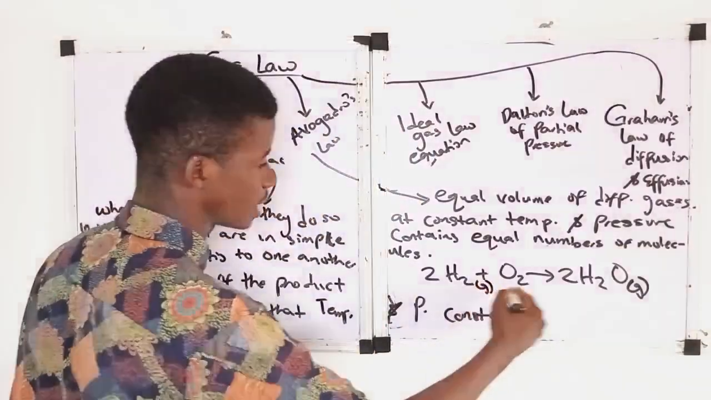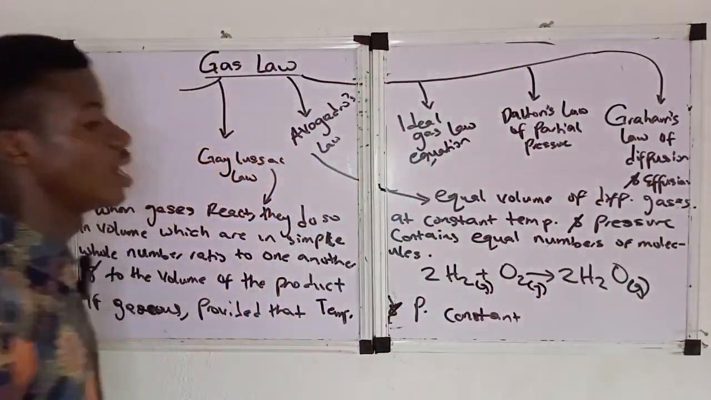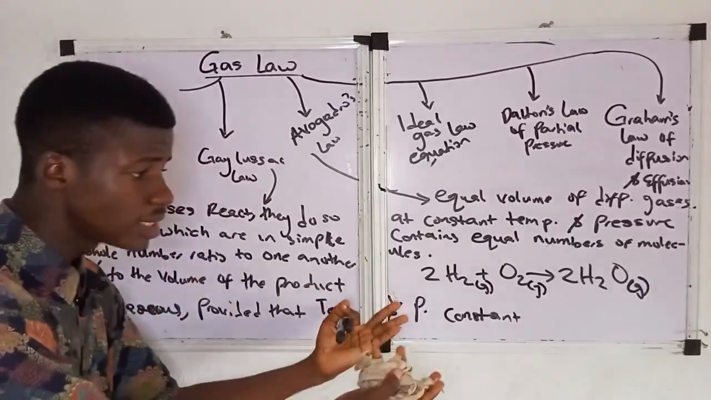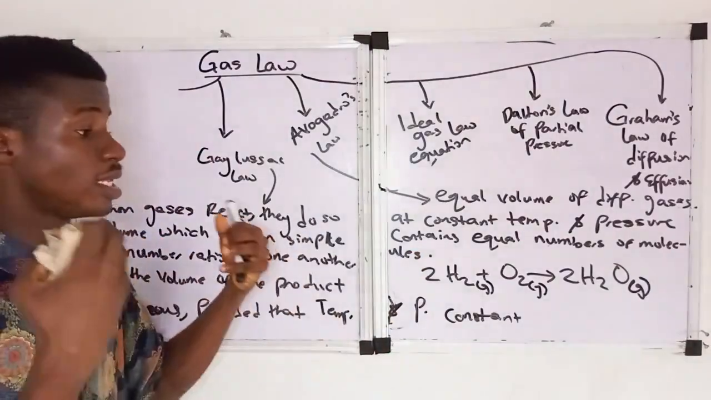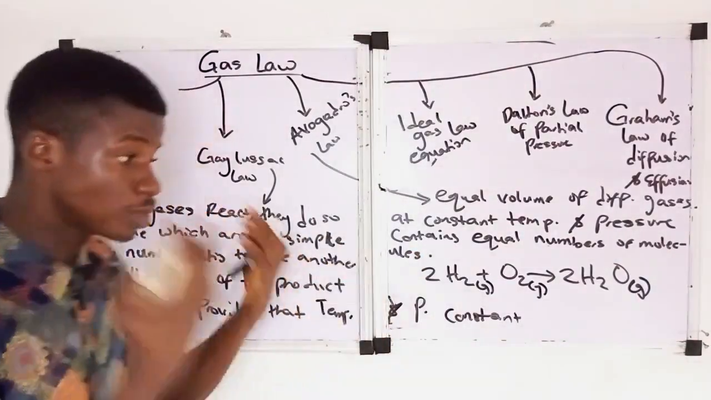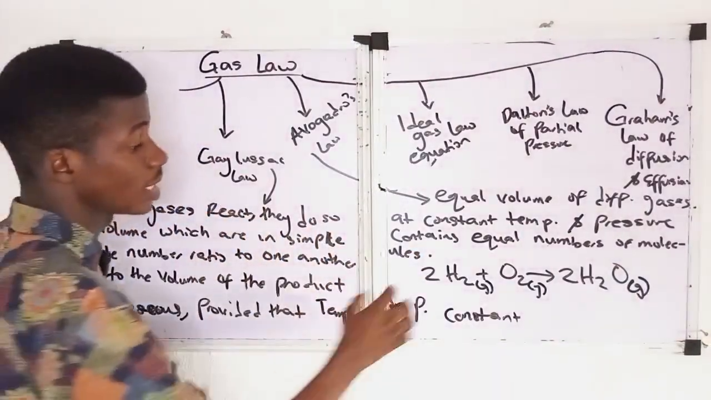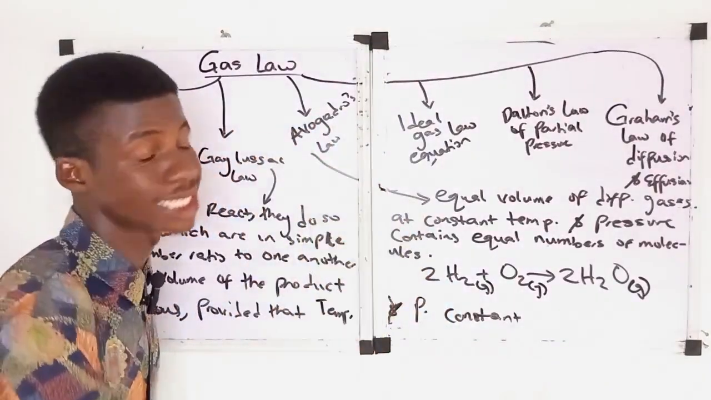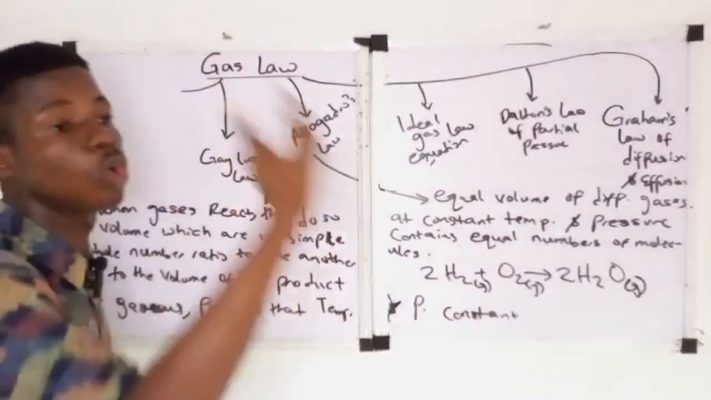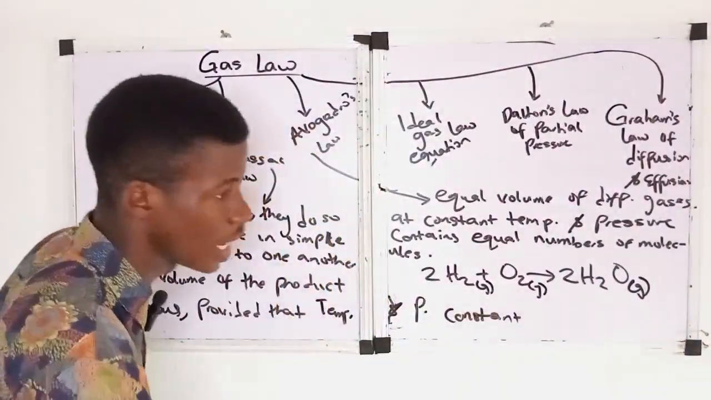This is hydrogen. Hydrogen is a gas. Oxygen is a gas as well. The law is telling us that when gases react, they do so in volume. So when gases react, the volumes are usually in whole number ratio. I don't know if you understand.